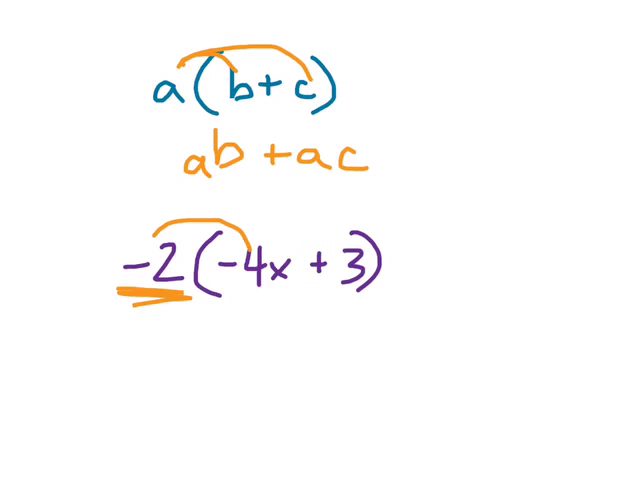So negative 2 times negative 4 makes positive 8 x's. Negative 2 times positive 3 makes negative 6, or minus 6. So if you kind of ignore those plus signs like we were talking about in our like terms video, it'll kind of work the same way. What we care about are the negatives and the minuses. They matter. The pluses really don't.